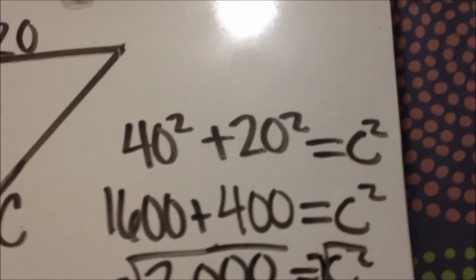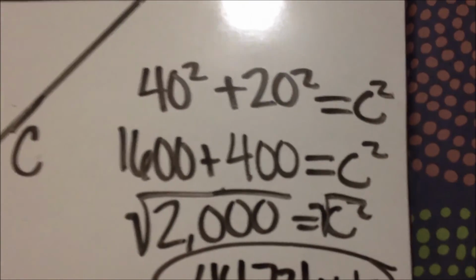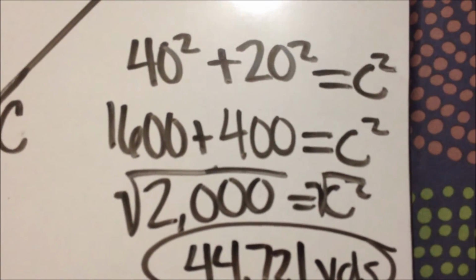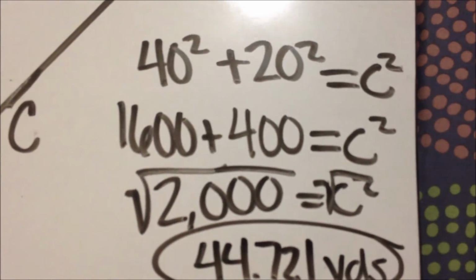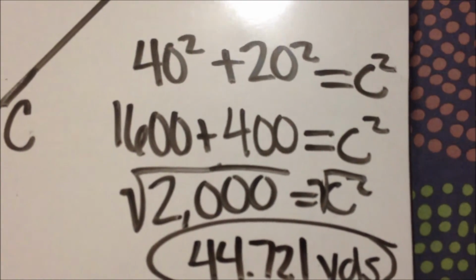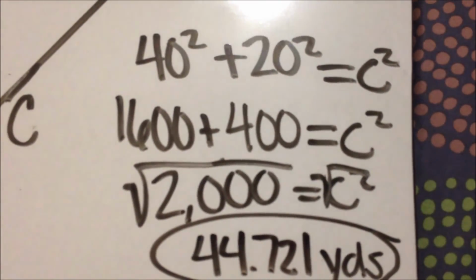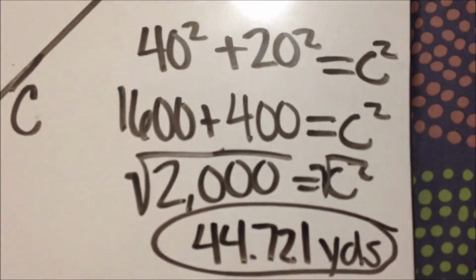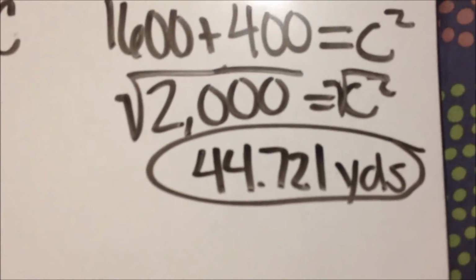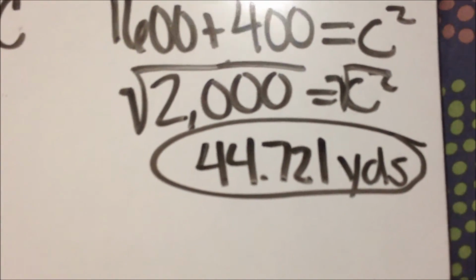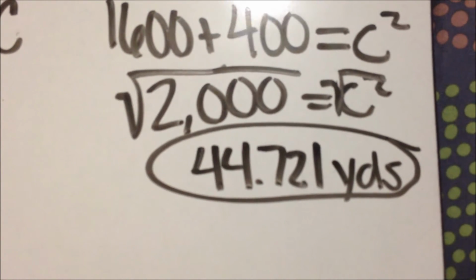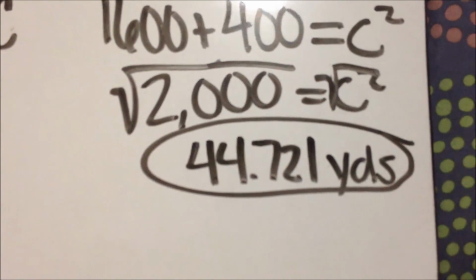Now, after you squared all your possible variables, you should have gotten 1,600 plus 400 is equal to c squared. You then add a and b to get 2,000 equals c squared. You then square root 2,000 to get c. Your final answer should have been 44.721 yards is how far the quarterback threw the ball.